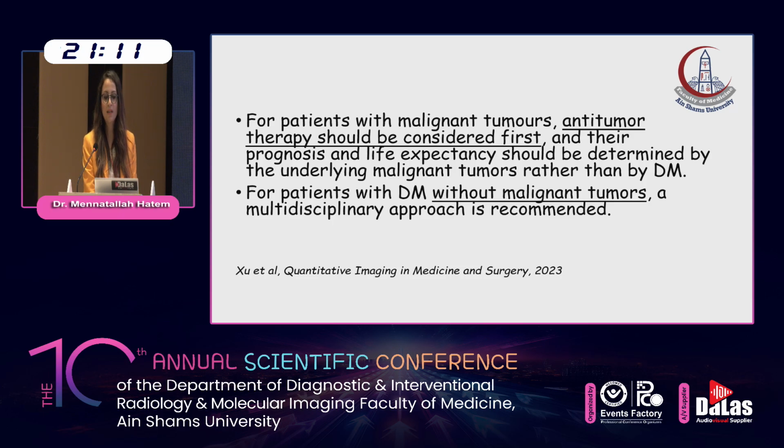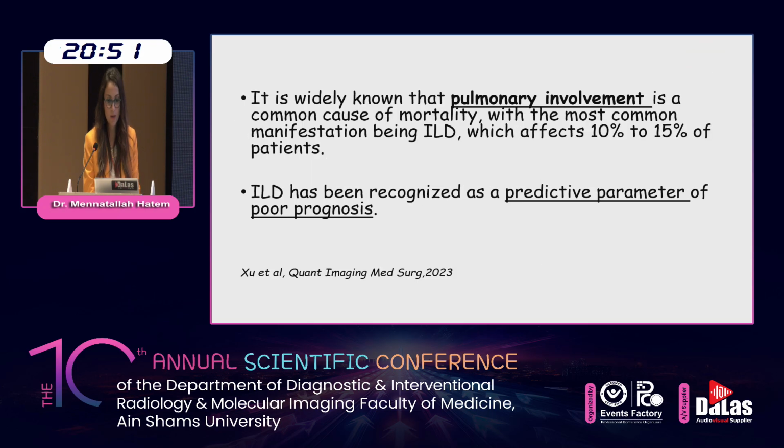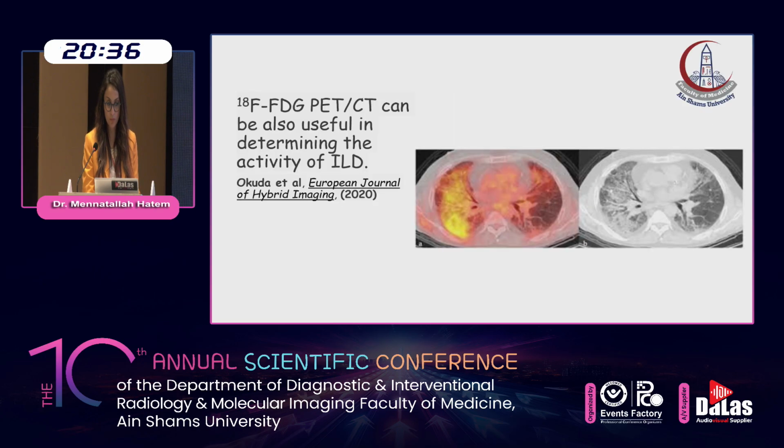For patients with malignant tumors, anti-tumor therapy should be considered first, and their prognosis and life expectancy should be determined by the underlying malignant tumors rather than by dermatomyositis. And for patients with dermatomyositis without malignant tumors, an MDT approach is recommended. It is widely known that pulmonary involvement is a common cause of mortality, with the most common manifestation being interstitial lung disease, affecting 10 to 15% of patients. It has been recognized as a predictive parameter of poor prognosis.